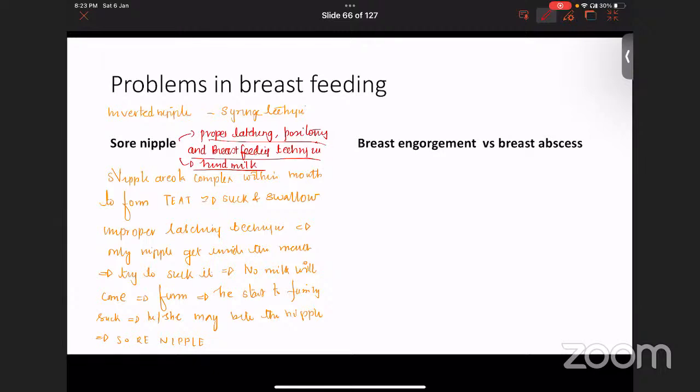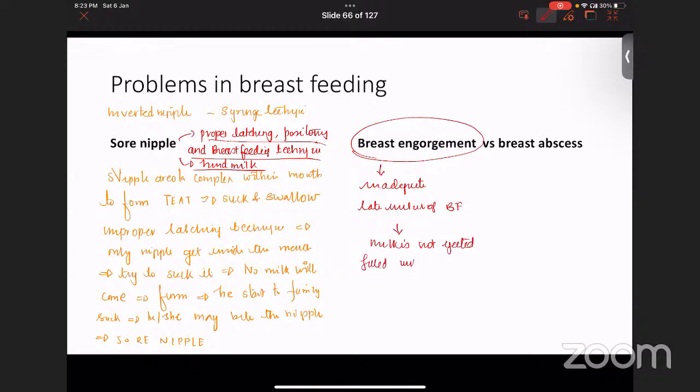What about breast engorgement or breast abscess? If because of inadequate technique or late initiation of breastfeeding, the milk is not ejected out, it starts filling within the lobule and becomes hard, tender, and warm. Now, if the mother expresses it regularly, frequent breastfeeding and correct latching will resolve it. And sometimes she can use hot fomentation for the same.